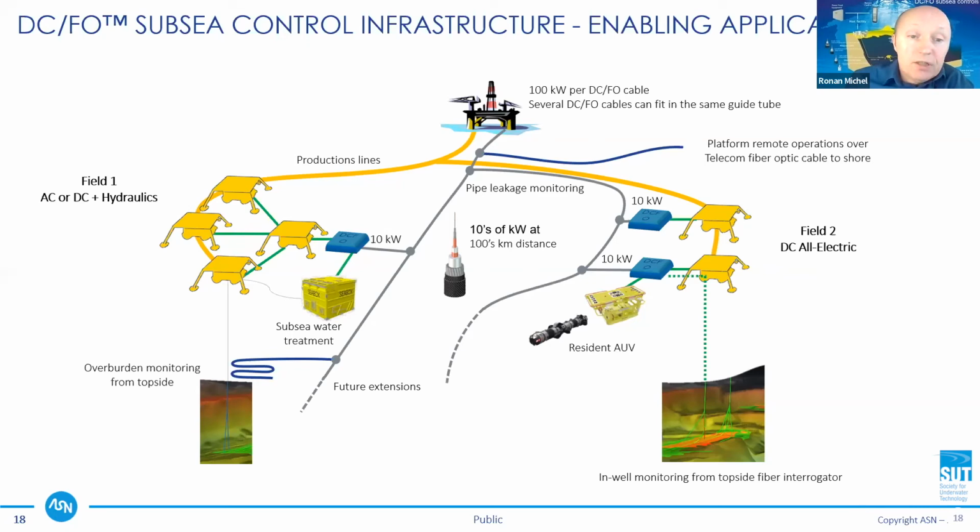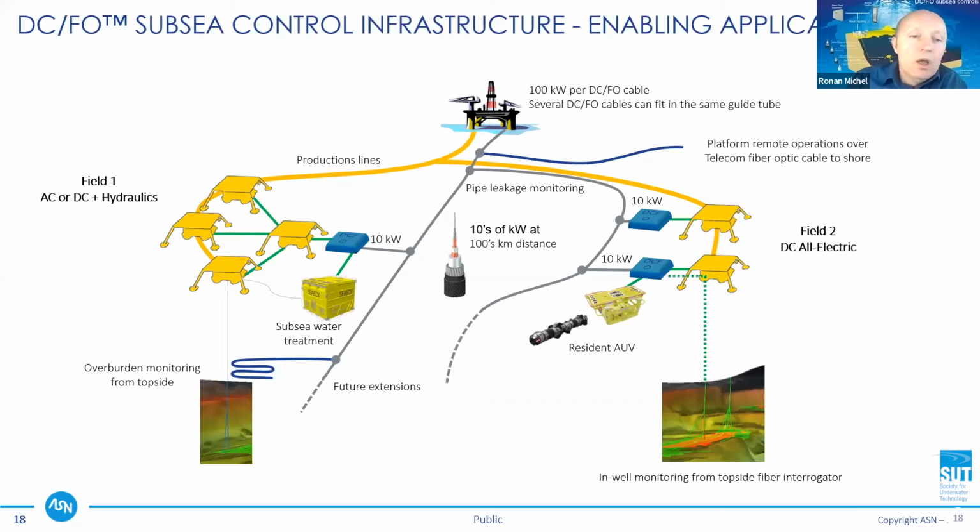to recharge the underwater intervention drones, so the resident submarines for the maintenance of the field. It could be that the fibers from DCFO can be used either to join the telecom cable from shore, that is Johan Castberg Equinor's case, where we join the telecom fiber from shore to the DCFO cable, and then we use the same riser.